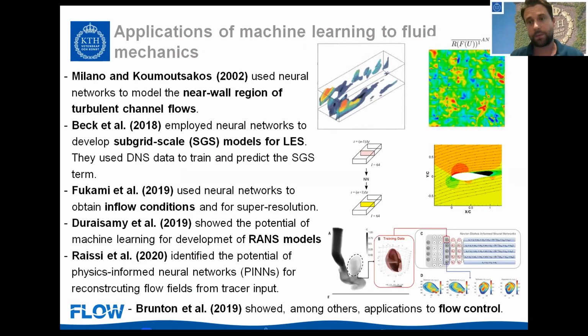So after giving a bit of an overview, these are some of the recent studies, and one not so recent study, on applications of deep learning, or generally machine learning, to fluid mechanics. For instance, the early work of Milano and Koumoutsakos in 2002, where they modeled the near-wall region of turbulence with neural networks. More recently, subgrid-scale models for LES simulations. The work by Fukami and others for inflow conditions, which is actually quite relevant. Duraisamy and others also there in the US for RANS models.